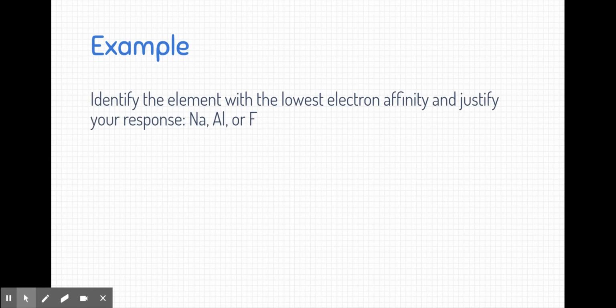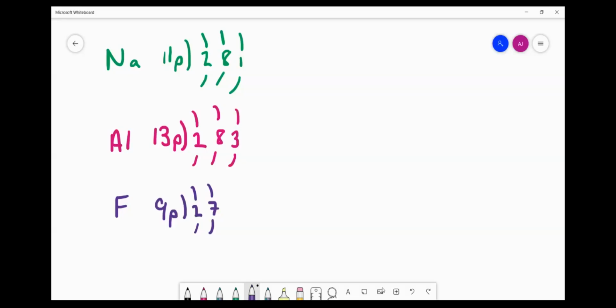Identify the element with the lowest electron affinity and justify your response. So before we get into the example, let's just think about what that means. Low electron affinity is going to be a small energy value. A small energy value indicates a weaker attraction. So when we're comparing these elements, we're going to be looking for high repulsion and low attraction. So let's switch over to the whiteboard right now and take a look at this example.